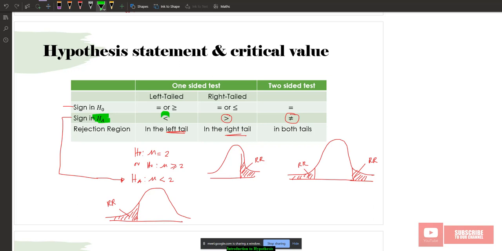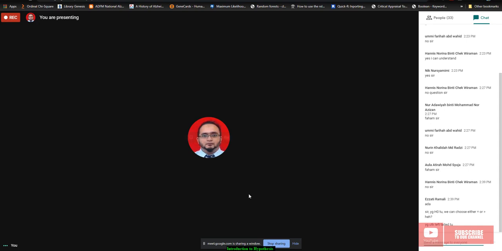So if the alternative hypothesis is less than, the rejection region should be on the left-hand side. If the alternative hypothesis is more than, the rejection region should be on the right-hand side. If the alternative hypothesis is not equal, it should be on both sides. Right?